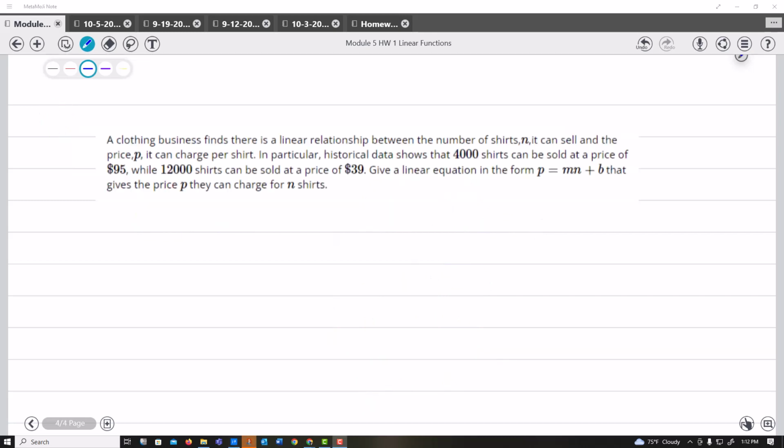Okay, and the last one, question number 8, is a word problem, our favorite, right? But this is why you're here, where you can understand how all these x's and y's and f of x can actually be put into equation. So it says a clothing business finds there is a linear relationship. Does that look familiar? They just changed the variables around between the number of shirts n. So n equals number of shirts.